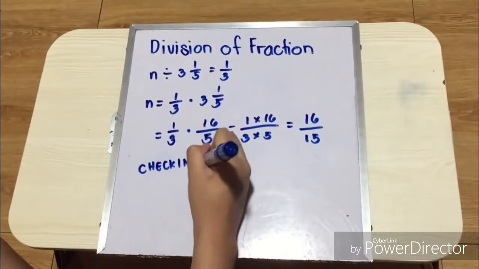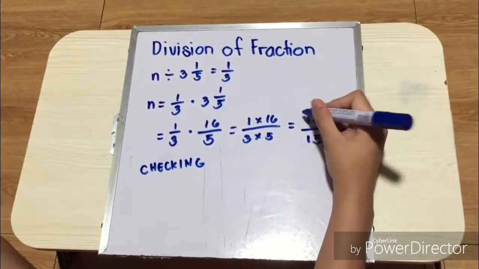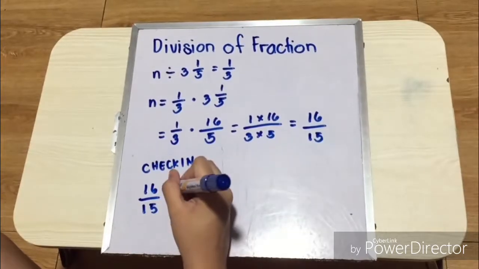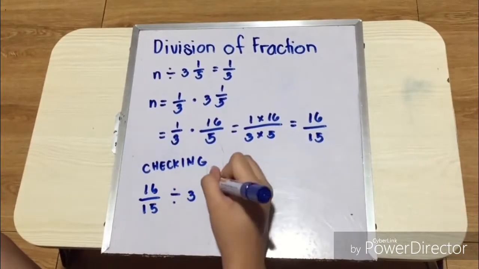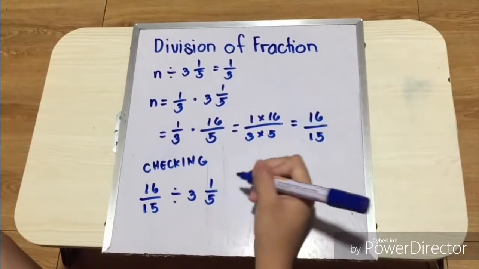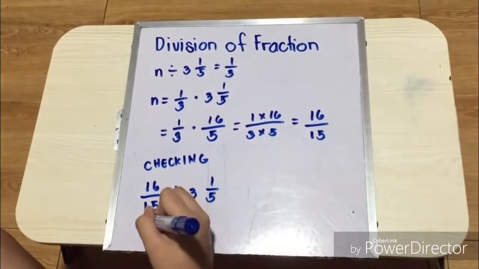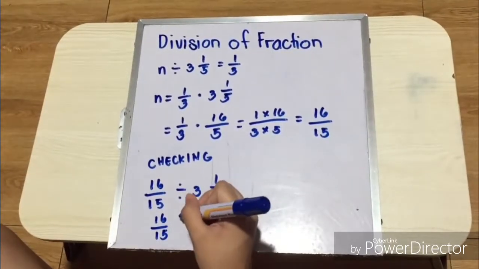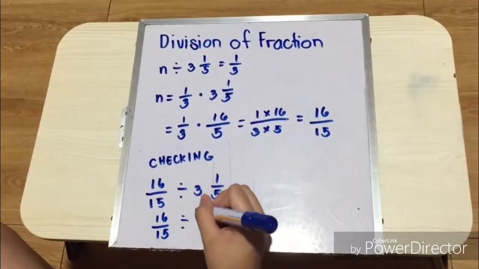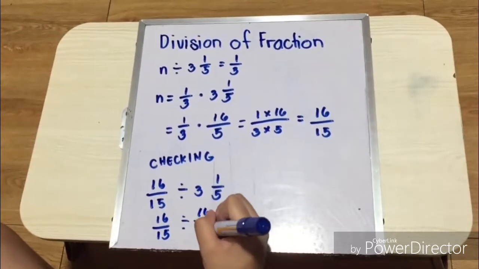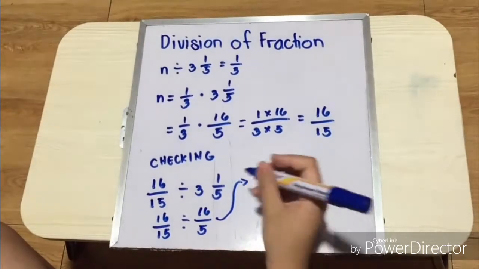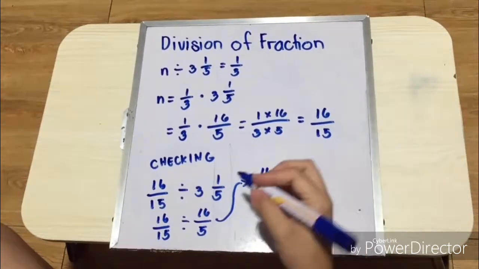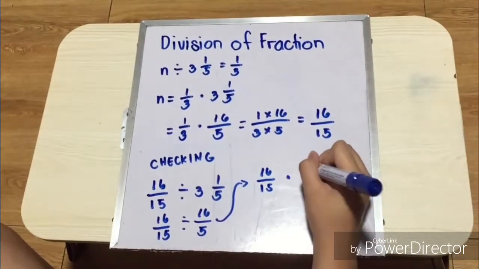To check if it is correct, we will just substitute 16 over 15 for n. So 16 over 15 divided by 3 and 1/5. Then we make this into an improper fraction. 16 over 15 divided by 16 over 5. Then take the reciprocal of 16 over 5. So 16 over 15 times 5 over 16.